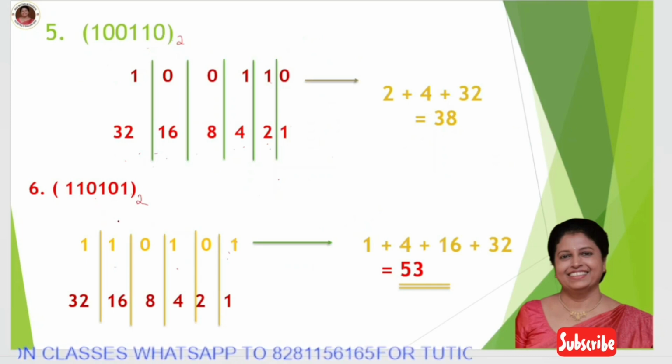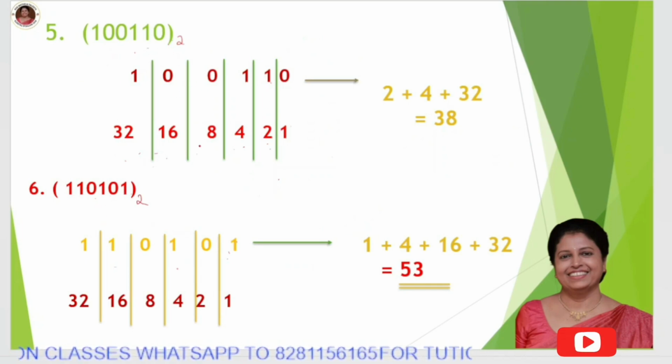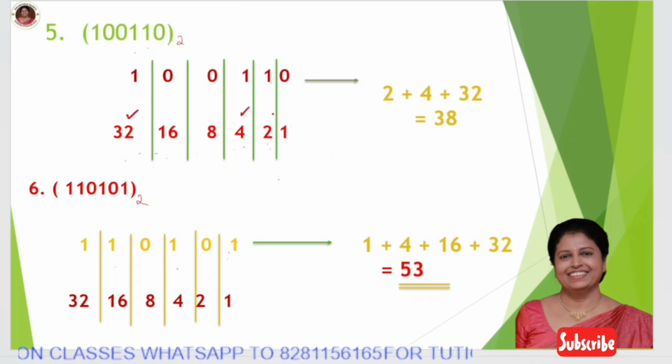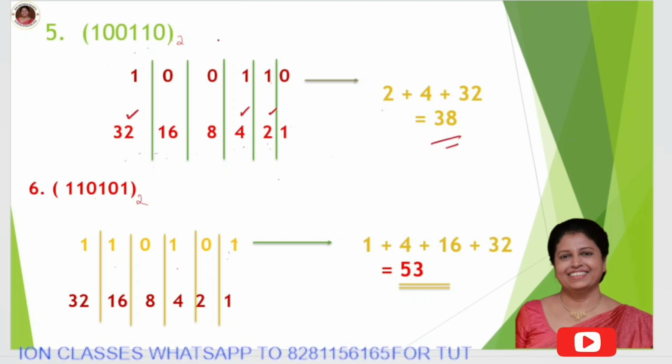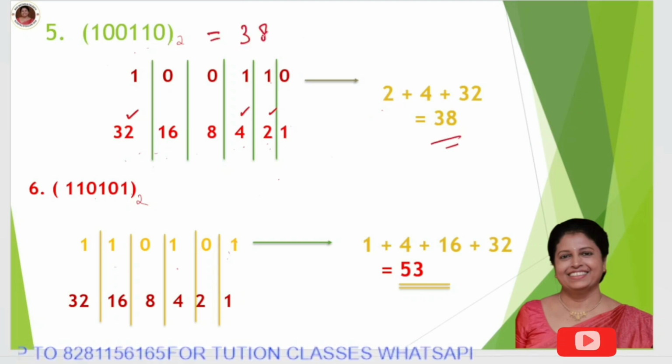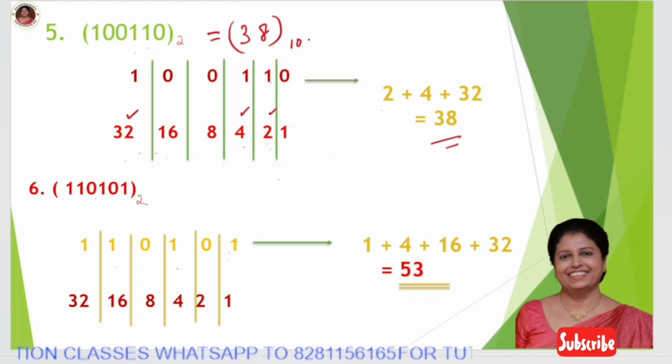Then come to the next question. 100110. Write down like this. Write down the positional values. Then you can take 32 and 4, 2. Then 32 plus 4 plus 2, that is 38. That means this number is equivalent to 38 to the base 10.